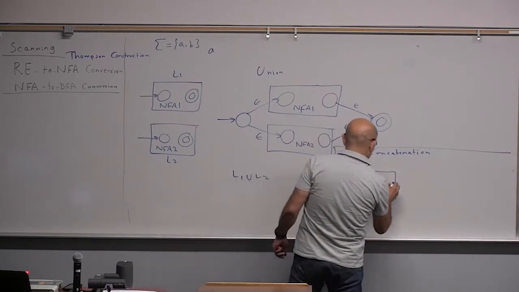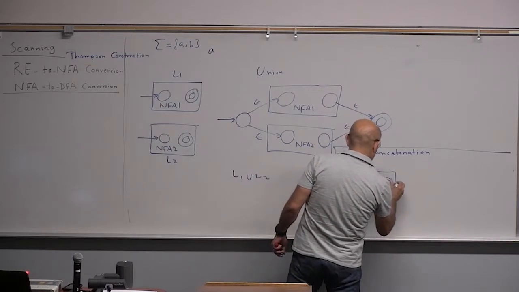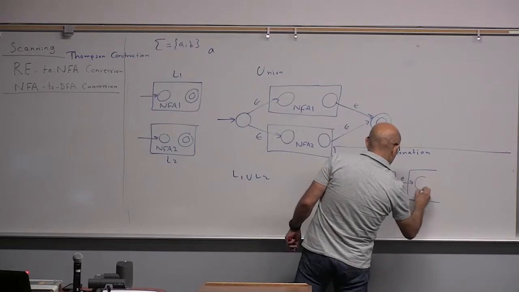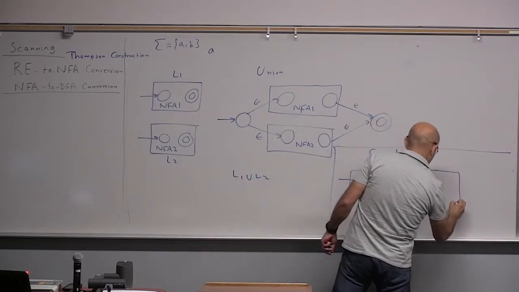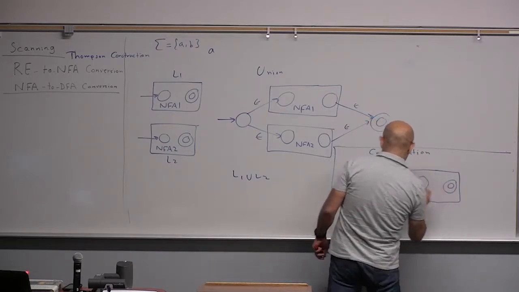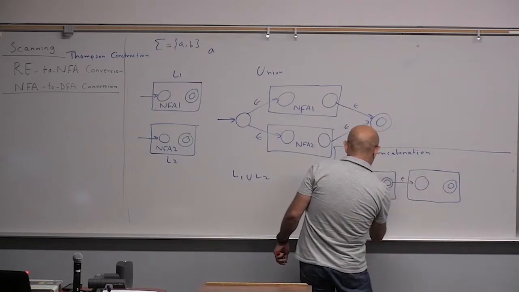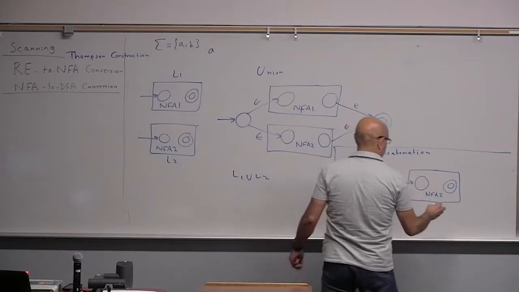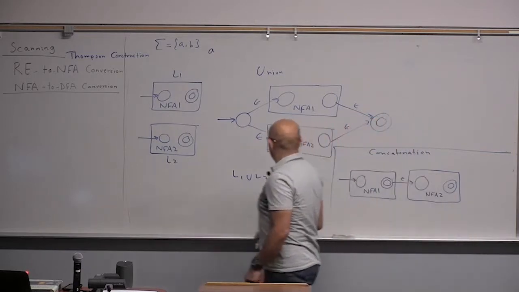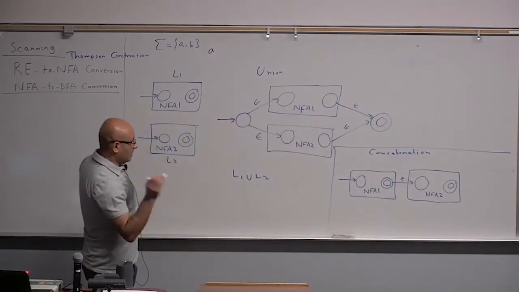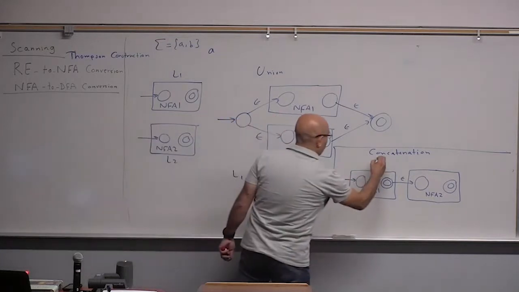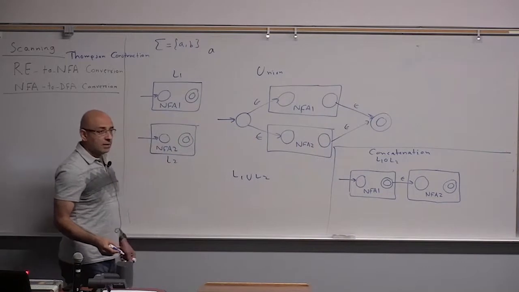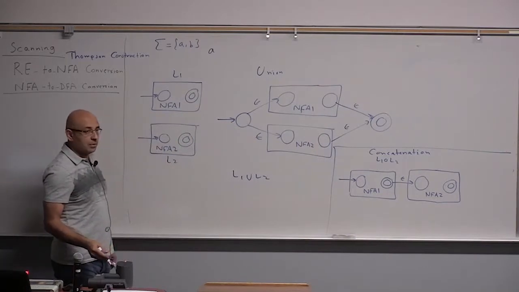OK, I will do something wrong. Then we'll figure out what's wrong. So NFA1, NFA2. OK, so this is an NFA for the concatenation, L1 concatenated with L2. So what's wrong with what I have on the board?